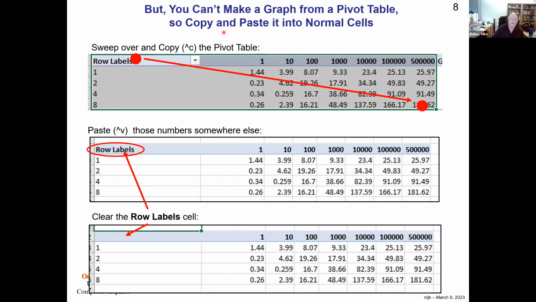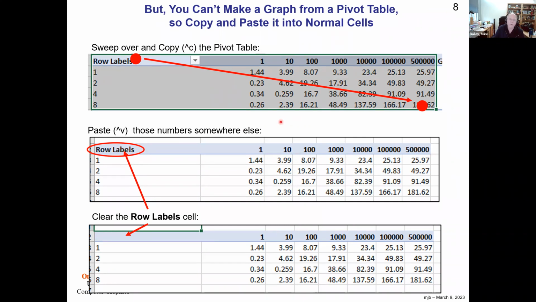Now, here's the things you need to do. It turns out you can't make a graph from a pivot table. Why, I don't know. It kind of looks like a table, but let's just sweep over the whole thing. Sweep from here down to there, do a copy, and just paste those somewhere else. Okay, it's still the same thing. It's still the same numbers, but we've just put it somewhere else.